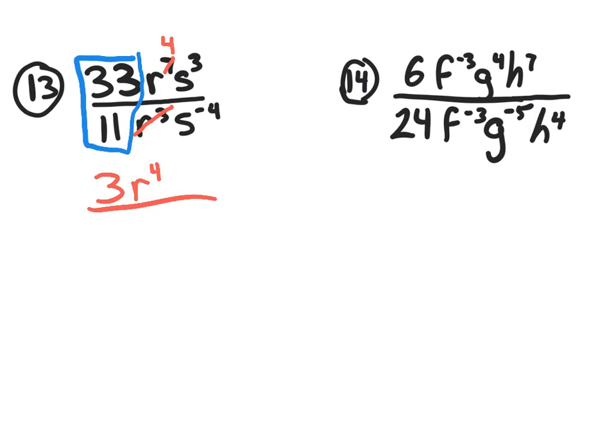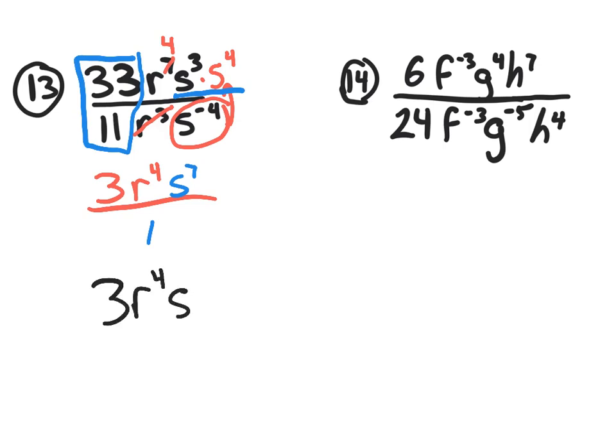And then the s's, the s to the negative 4 needs to be moved up. It'll become s to the positive 4, but I need to multiply with that s to the 3 up there. So what is s to the 3 times s to the 4th? That is s to the 7th. So I'm going to put s to the 7th. There's nothing left on the bottom. I could put a 1, but that would be totally pointless. Final answer is 3 r to the 4th, s to the 7th. You don't need to divide it by 1, because anything divided by 1 is just that same value.